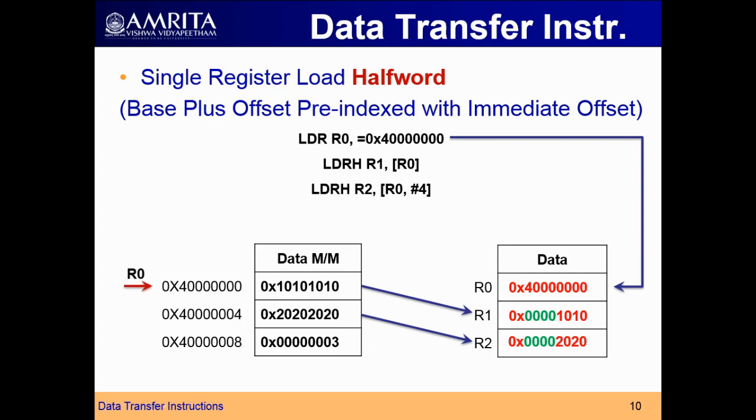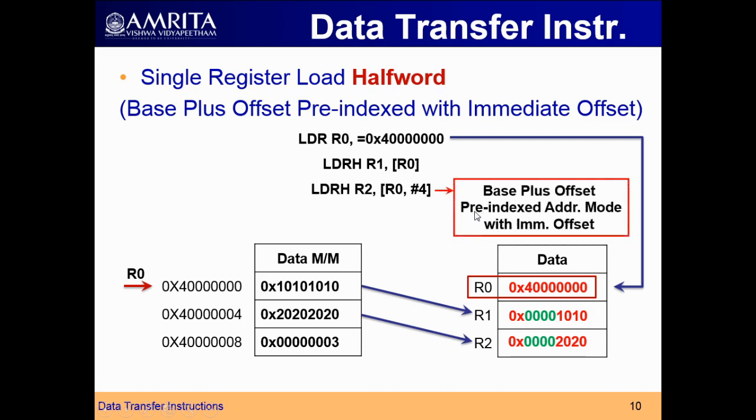Next, you can see that write back is not there, so R0 will be 4000 itself. So it is known as base plus offset with the pre-indexed addressing mode. The addressing mode remains the same. The only thing is that instead of loading a word, you are loading a half word.